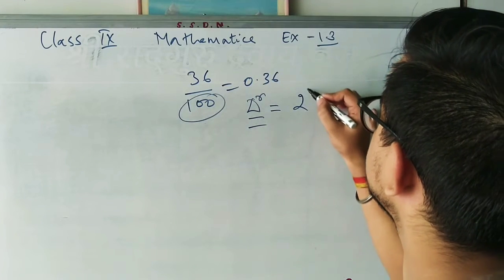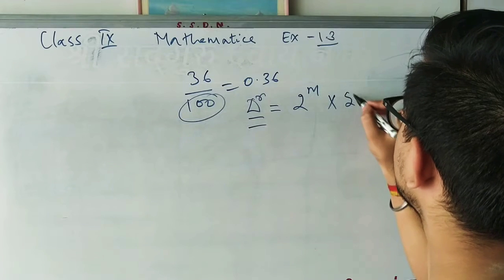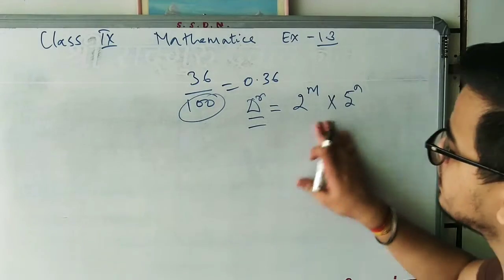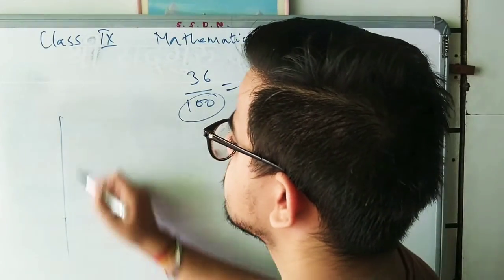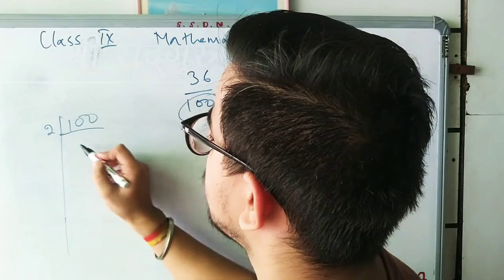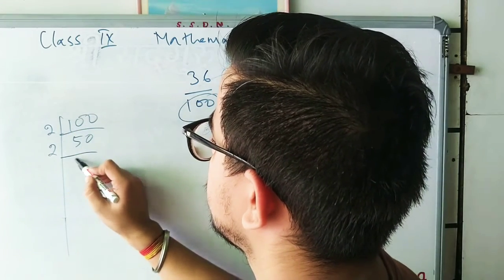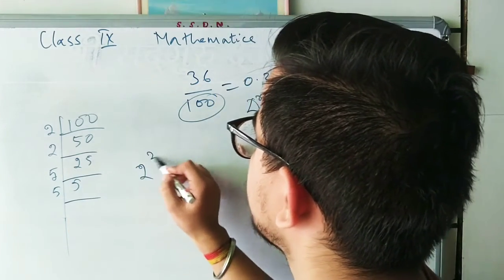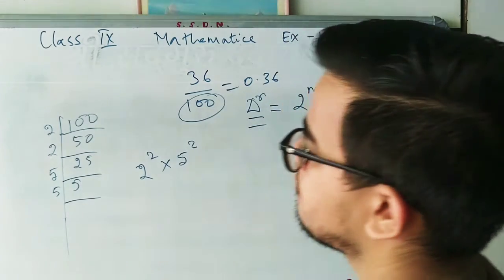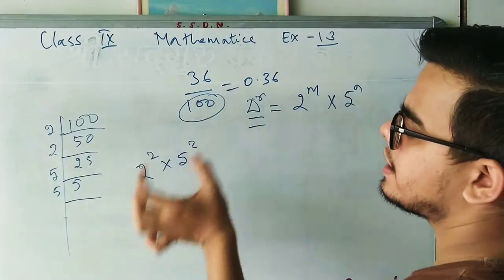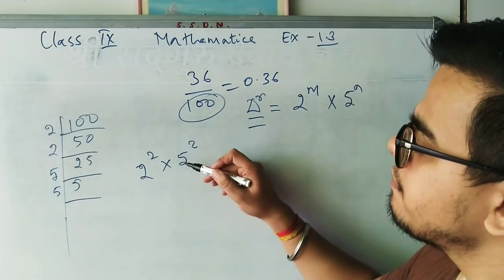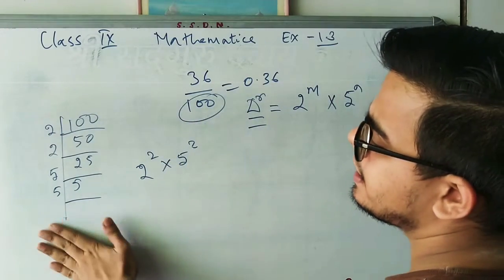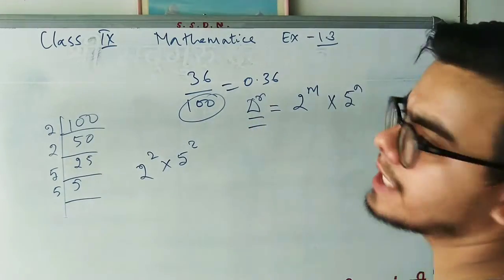If the denominator is in the form of 2 raised to the power m into 5 raised to the power n, I am telling you what this is. On factorizing 100, what do we get? If we get the factors in the form of 2 and 5, that is, the factors of the denominator 100 are in the form of 2 raised to the power m and 5 raised to the power n, then we can directly say that the expansion would be terminating.